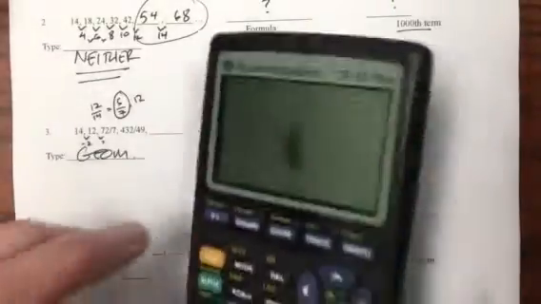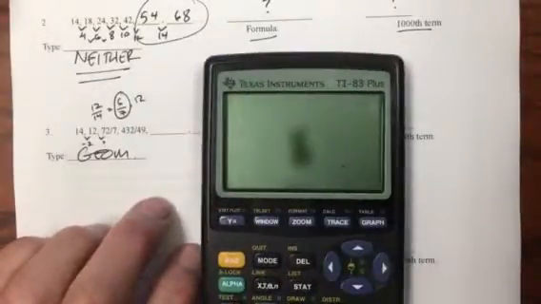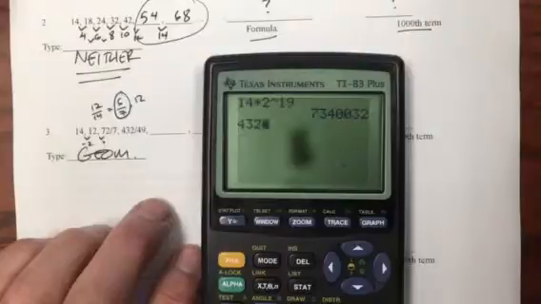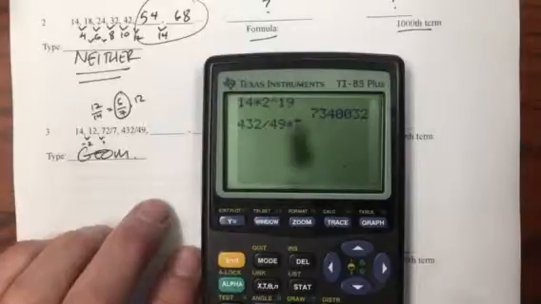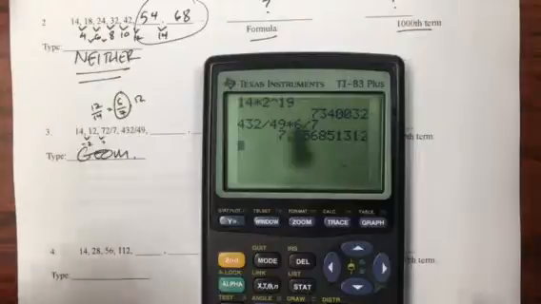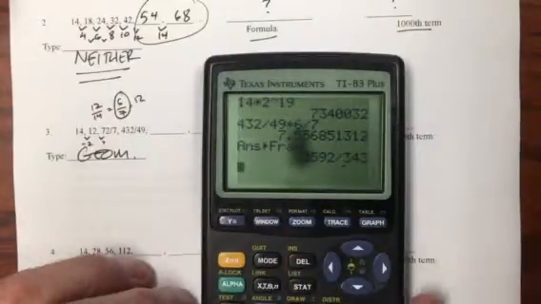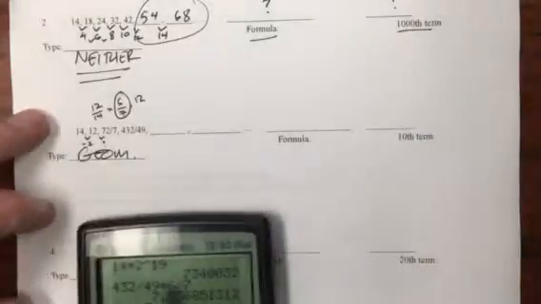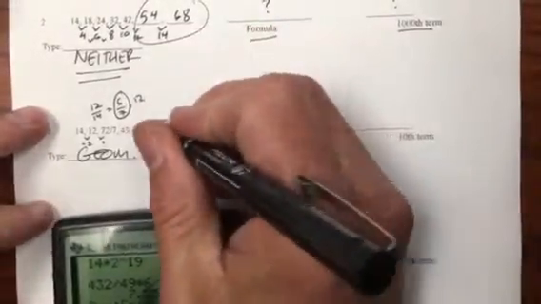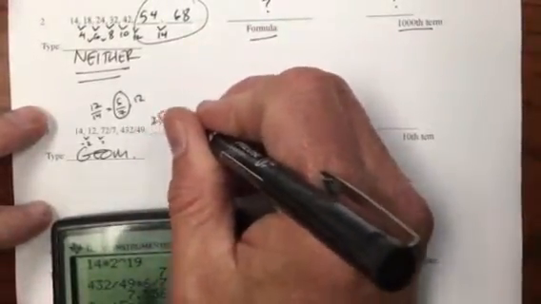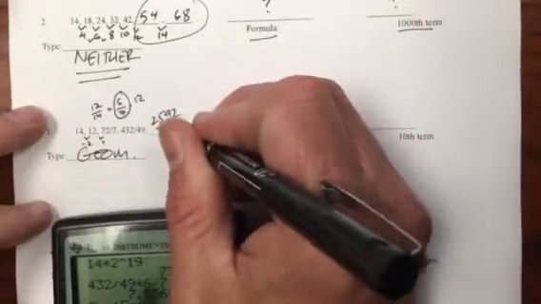So I'm going to take 432 divided by 49, and I'm going to multiply that by 6 sevenths. 6 divided by 7. And then if I want to, I can put this into fraction, and I get 2592 over 343. I'll take it as a decimal, but 2592 over 343.